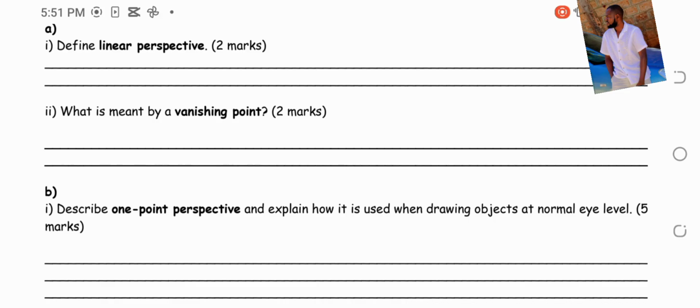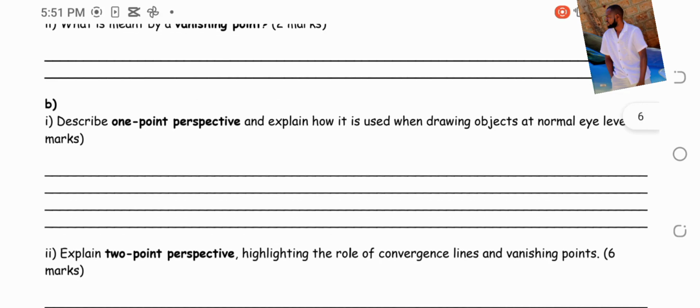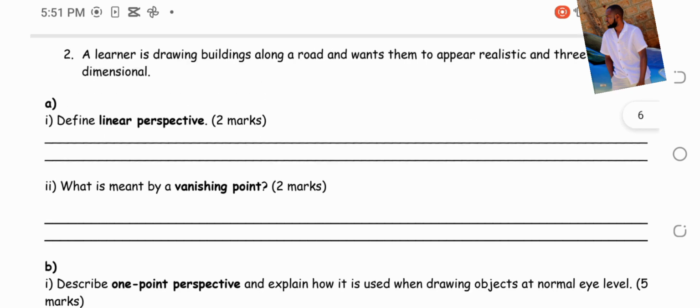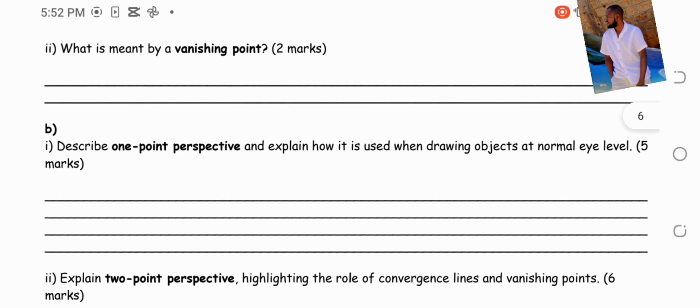At normal eye level, we can have one-point perspective. There we can have vanishing point. The vanishing point is where parallel lines appear to meet. Let me look at this one. We said what is meant by vanishing point. We say vanishing point is where two points appear to meet.